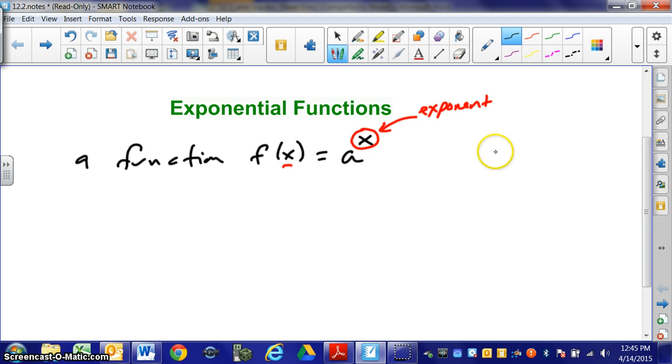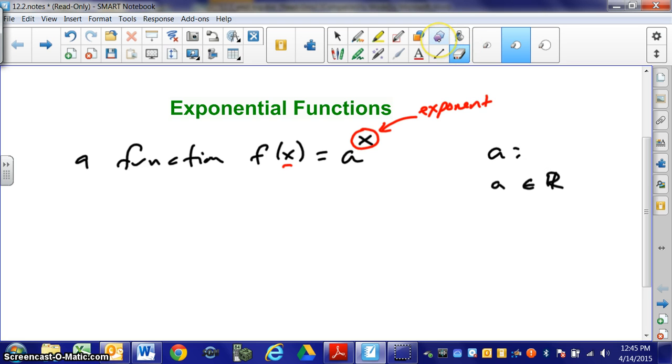So we have f of x equals a to the x. a is some positive real number, so a is greater than 0, and a belongs to the real numbers. And it's not 1, so I guess a is going to be greater than 1. Let me change that to greater than 1, because if a was 1, then it wouldn't be much of a function.